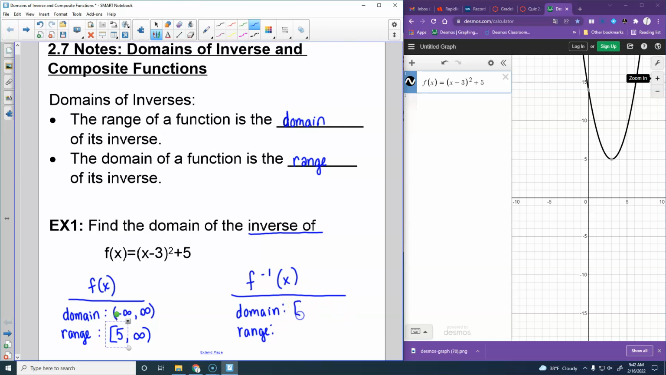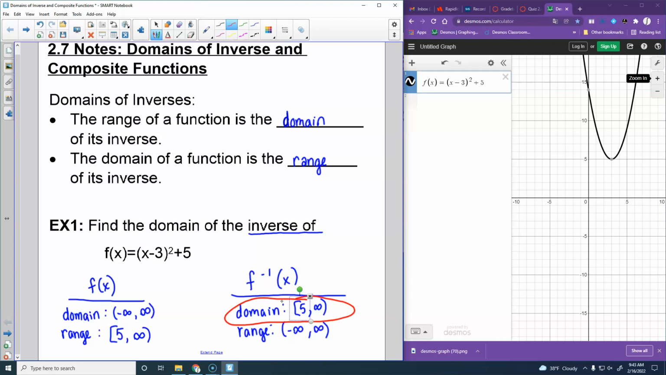Just switch them. Domain is going to be 5 to infinity. Range will be negative infinity to infinity. And so this particular question asked for domain, so we would circle that as our answer there. Now, certainly we could find the inverse. We could switch our x and y's. We could solve it. We could do all of those things. But if we do, it's going to take a little bit more work.